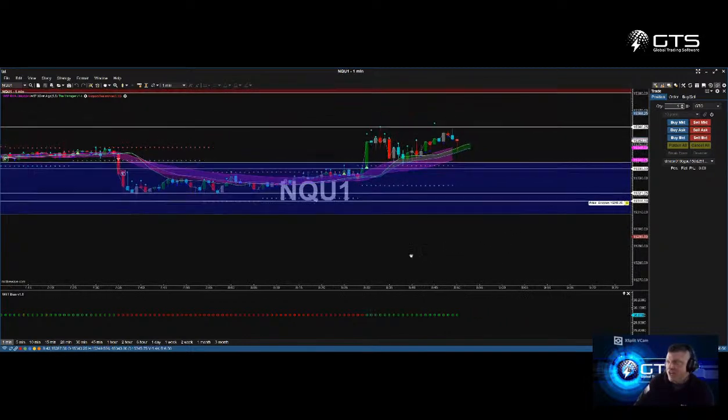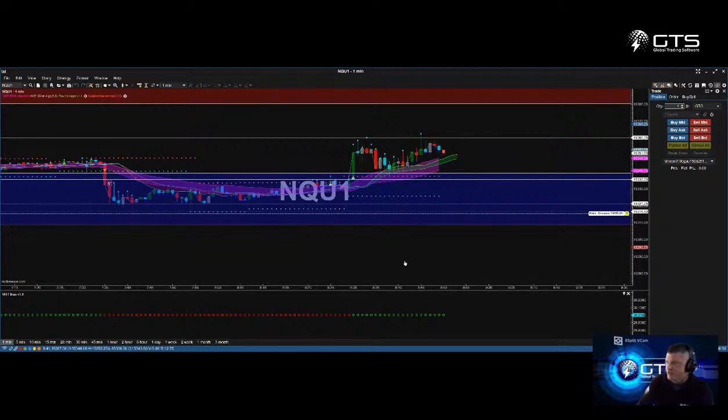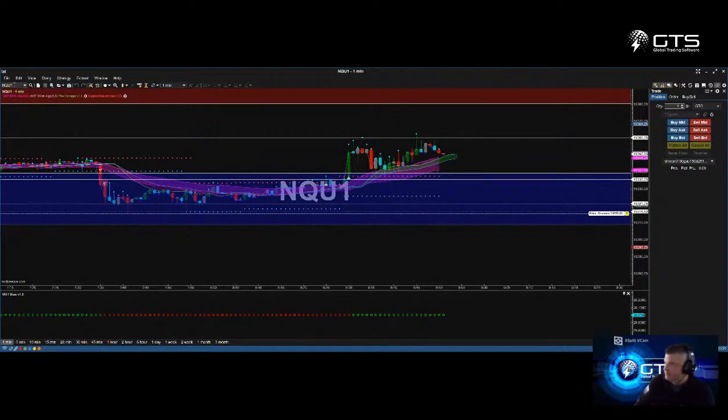Unless I see just this giant green rocket ship going to the moon, I might jump on that. I mean, who doesn't love the big green rocket ship? Let's see here. All right, let's check on our metals here.